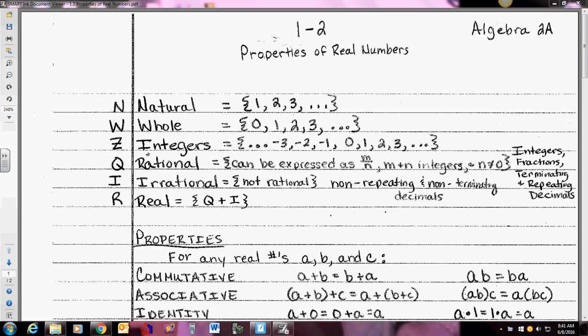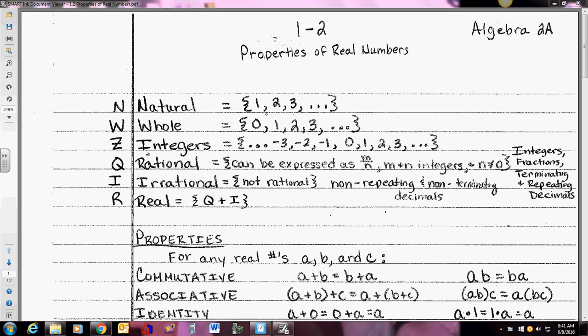Today we're going to be talking about 1-2. It's called Properties of Real Numbers. So if you look at the top of your notes here, N stands for natural, W stands for whole, Z is integers, Q is rational, I is irrational, R is real. Eventually we get to numbers that are not real, so it is important for you to think about them being real for now. So the natural numbers are also known as the counting numbers.